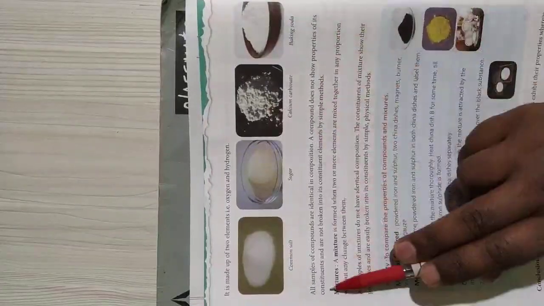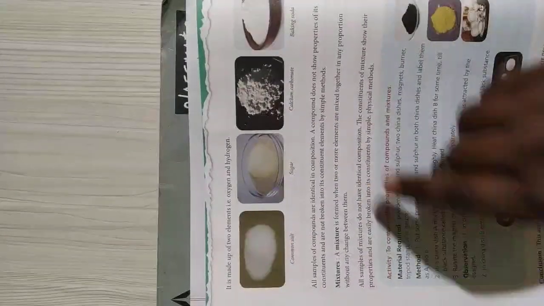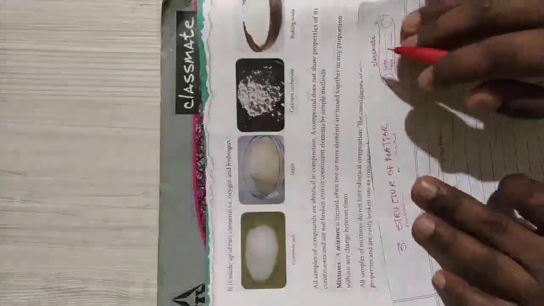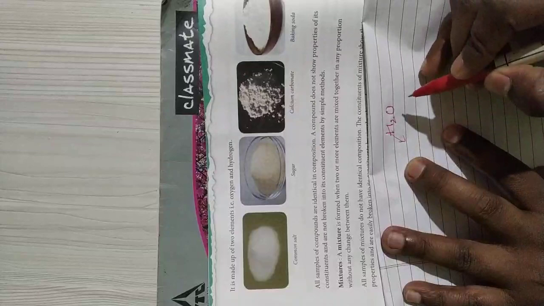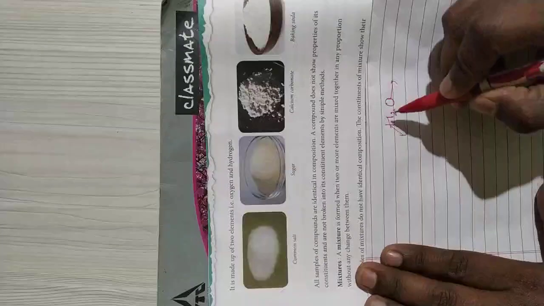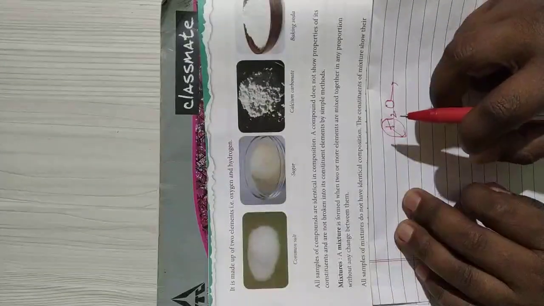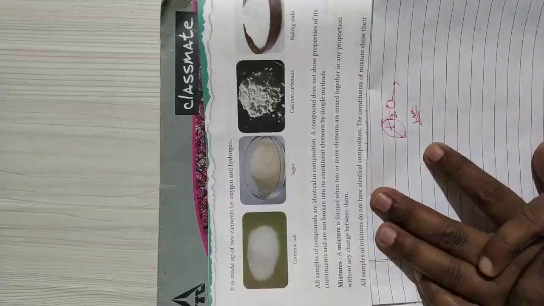A compound does not show the properties of its constituents and is not broken into constituents by simple methods. Let's see. Now I have already told you the constituents of water: hydrogen and oxygen. Hydrogen is highly inflammable, and oxygen is a supporter of combustion. Hydrogen is the fuel which has the highest calorific value. That means if you light a matchstick near hydrogen, it will explode. But when these two combine, they make water, and water doesn't catch fire.